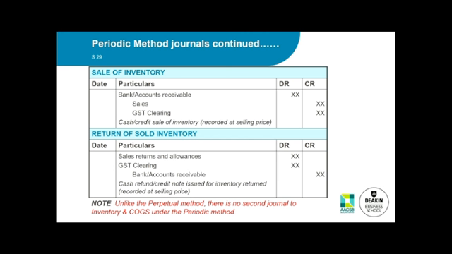So let's see what it says. Unlike the perpetual method, there is no second journal to inventory and cost of goods sold under the periodic method, right? We don't have to do it here.